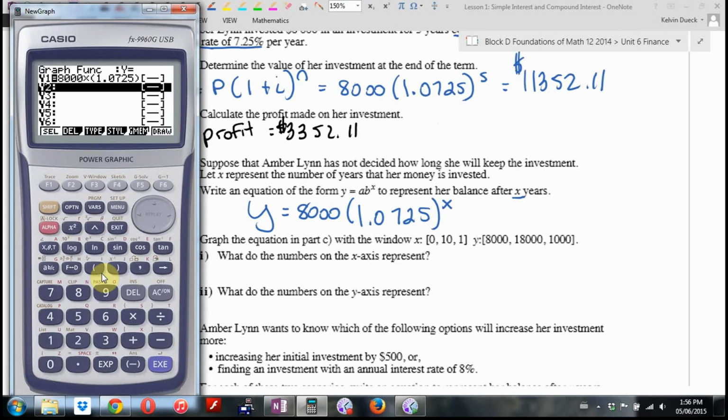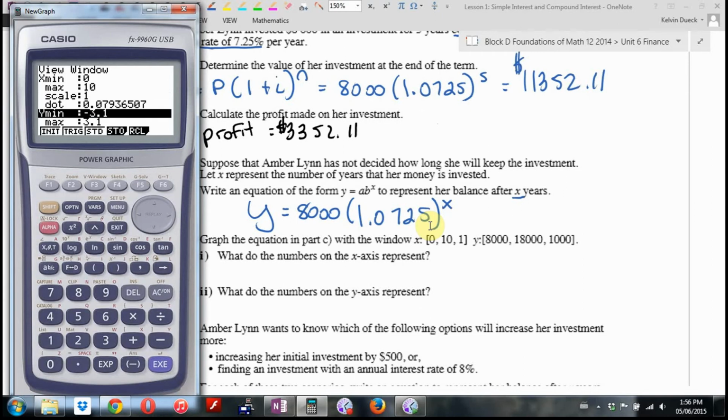They gave me a view window to use. They want me to use an X min of 0, an X max of 10, scale 1, and a Y min of 8,000, a Y max of 18,000, and a scale of 1,000. I got that right from the window.